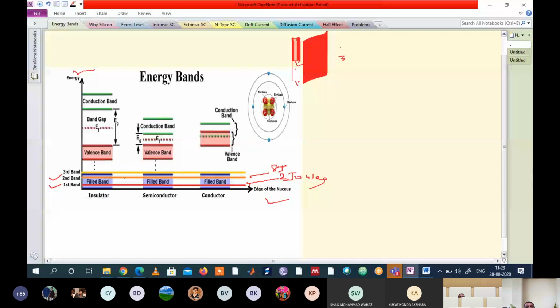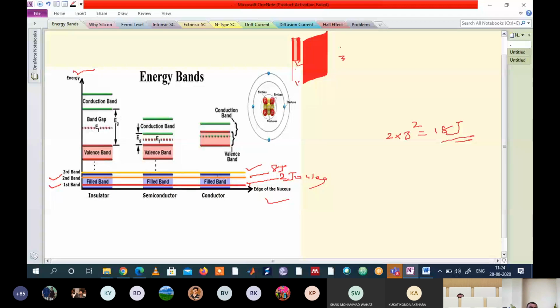Now we are going for the third orbit, so 2 into 3 square. Third orbit means 2 into 3 square, and 2 into 3 square is equal to 18. So 18 joules of energy is present over there. 18 joules of energy is greater than the second orbit. So that's why 18 joules is present here.